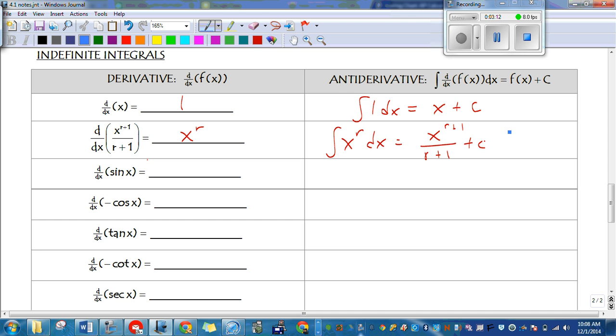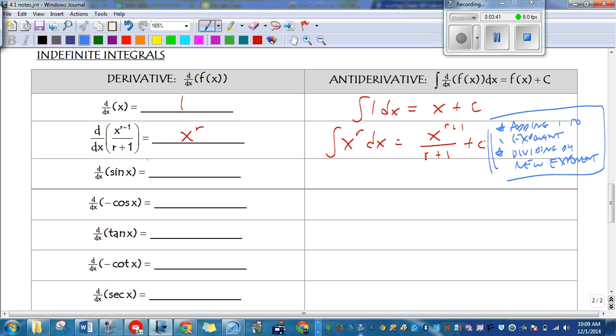So basically what's happening here, this is kind of like the opposite of power rule when we do the antiderivative. There's two things happening. We're adding 1 to the exponent, and then we're dividing by the new exponent. And that should kind of make sense if you think about it. Antiderivative is the opposite of the derivative.